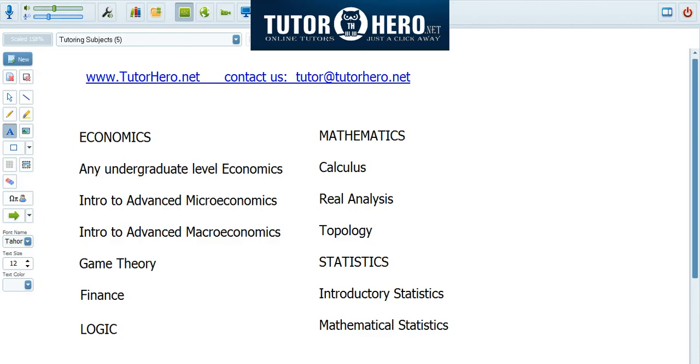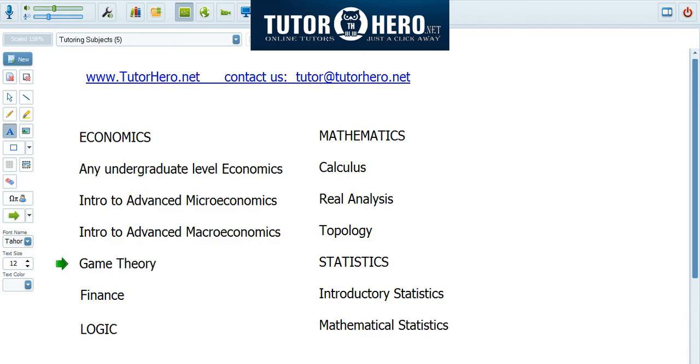So here are some of the subjects that I tutor. In economics, essentially any undergraduate level economics class, I have the background to help with. In particular, I like to focus on microeconomics. Being a microeconomic theorist, microeconomics is particularly interesting to me, and I cover microeconomics from the introductory level all the way up through the graduate level. With macroeconomics, I also cover intro to graduate level material. Game theory is another area that I have spent a lot of time focusing on. I find it very enjoyable.